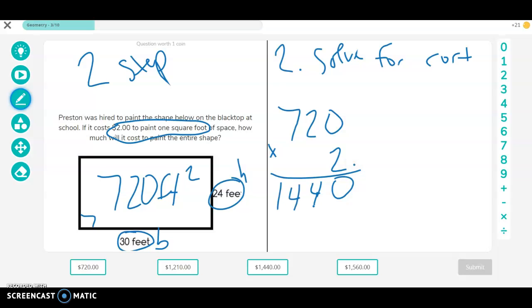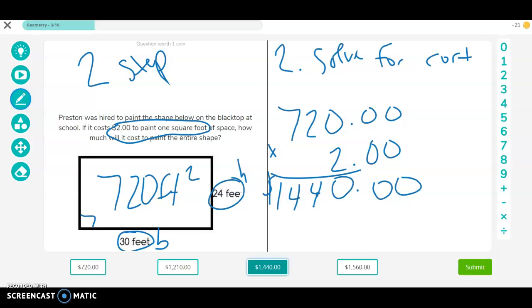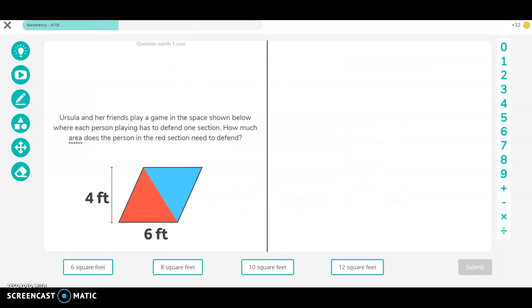Alright, so if we had the zeros back here, we have 2 zeros in the back, so we just drop that down, add your zeros, and there's your cost. It's going to cost us $1,400 to paint it. Okay.